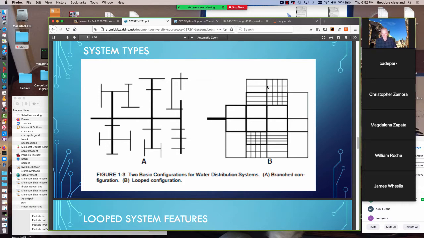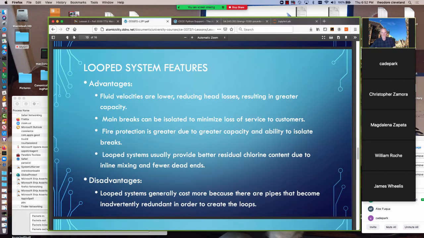That multiple way of getting there has certain advantages in a looped configuration. So if you had all the money in the world, you would probably design your systems strictly looped. But if money is scarce, like it is for most of the world, we would tend to prefer a branch configuration, although most real systems are hybrids of the two. The advantages of a loop system, why they're attractive, is generally the flow velocities are lower. That reduces the head loss, because if you recall from your fluids class, the head loss is proportional to the square of velocity, and that gives any specific part of the system overall greater capacity.